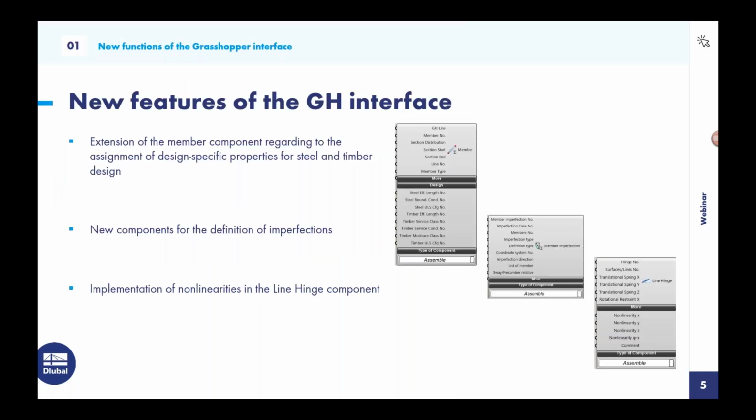So what are the new features we have implemented recently? When we're using the member component, we can now assign existing design properties to the member for steel and timber design. These properties are not defined in Grasshopper directly, but we can read them from a template in RFEM. We also have new components for the definition of imperfections, and at the request of a customer, non-linearities were also implemented in the line hinge component.